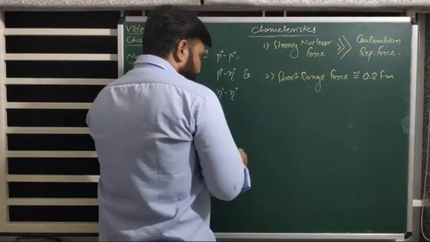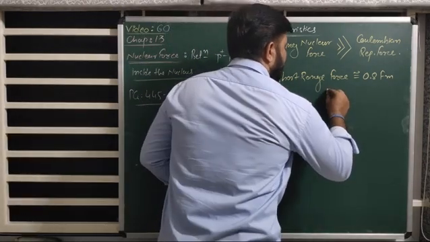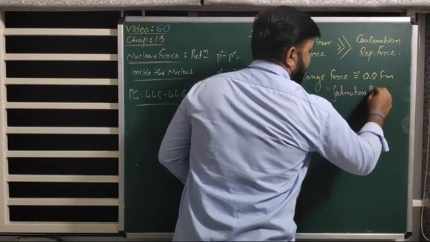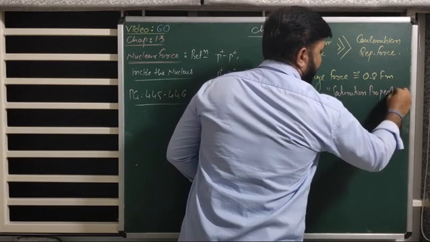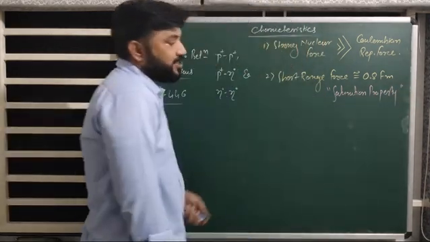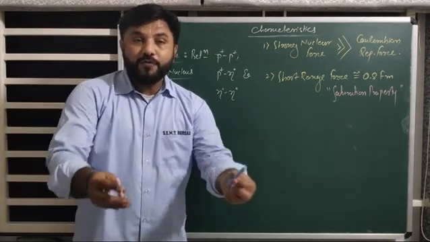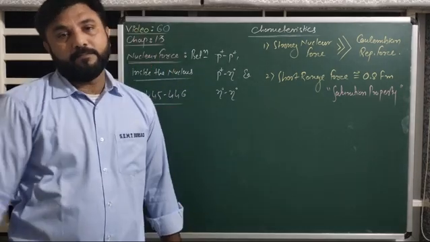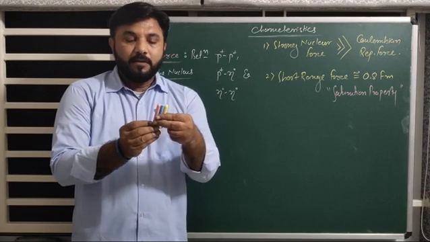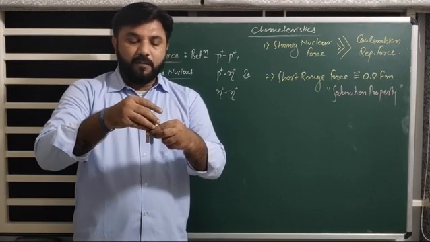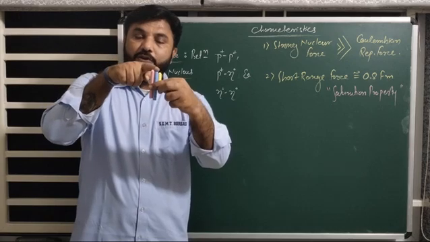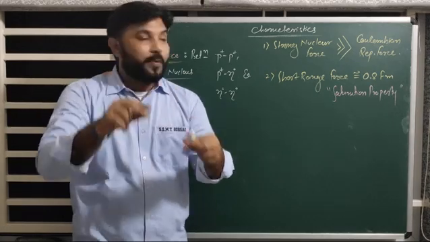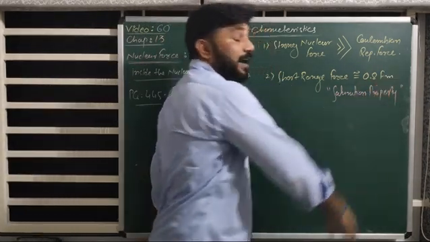This property is known as saturation property. What do you mean by saturation property? Means strong nuclear force exists between the two neighboring particles only. Neighborings means, suppose this blue chalk is our neutron. So strong nuclear force acting between these two neighbors only. Why? Because the distance between the two particles is 0.8 FM.